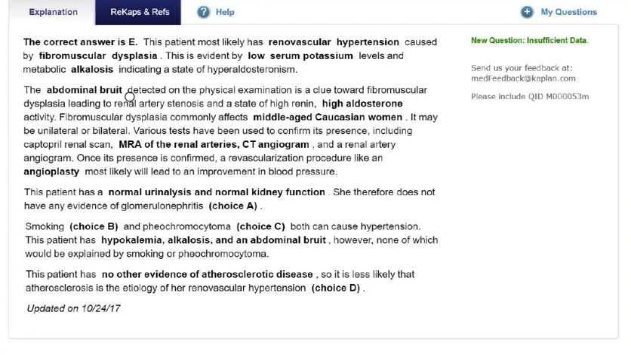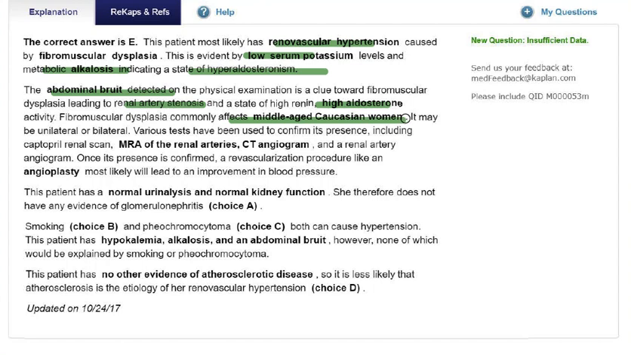So you can see in the explanation that this patient most likely has renovascular hypertension, caused by fibromuscular dysplasia. This is evident by low serum potassium, as I discussed with you, and metabolic alkalosis due to hyperaldosteronism. The abdominal bruit goes toward the fibromuscular dysplasia leading to renal arterial stenosis, as I mentioned. High aldosterone commonly affects middle-aged Caucasian women.